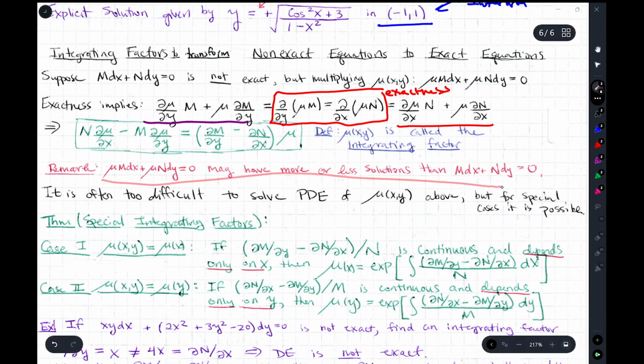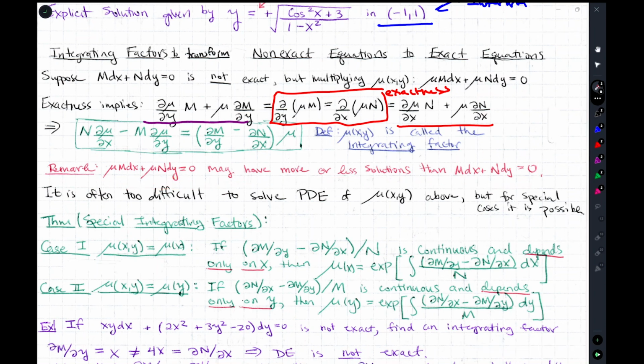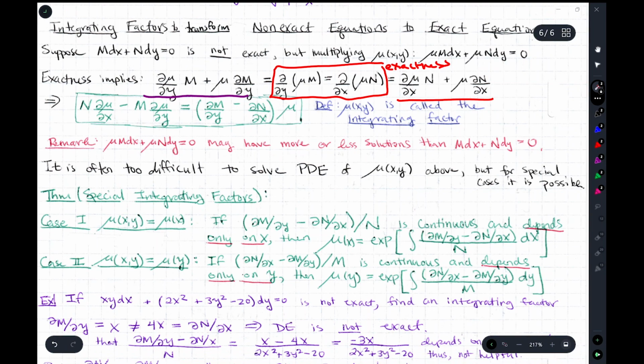Here is just a remark of what I was telling you: this might seem like magic, just multiply by something and you make it exact. But an equation is an equation, and so you might create or destroy solutions, so you have to be careful, but it's not magic at the end of the day.